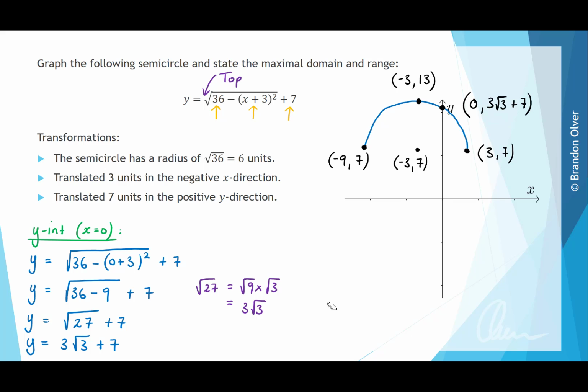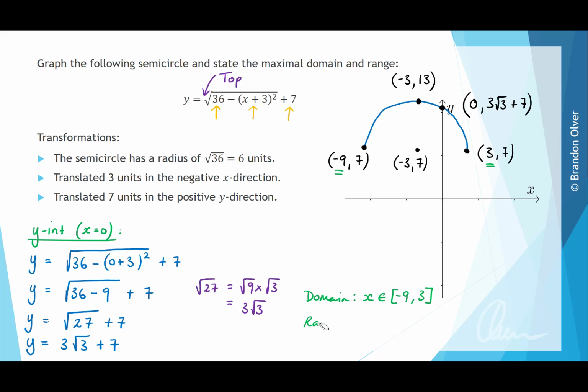For this question, we also needed to state the maximal domain and range. So the domain of this graph is all the x values that the rule can take. If we have a look, it goes from -9 as the smallest to 3 as the largest. So we have x is an element of, and -9 is included on the graph, so we have a square bracket, through to 3, which is also included, so that's another square bracket.